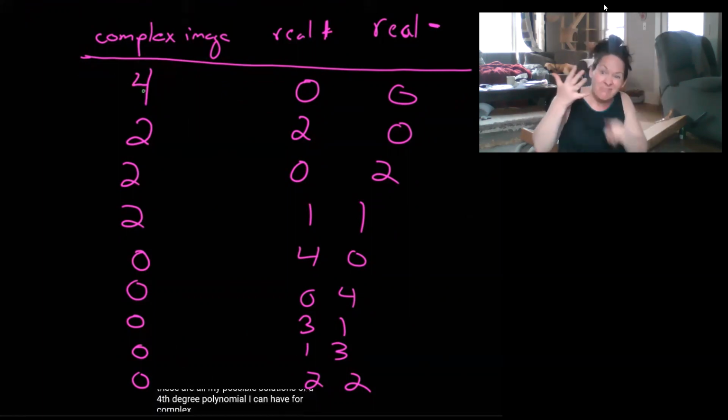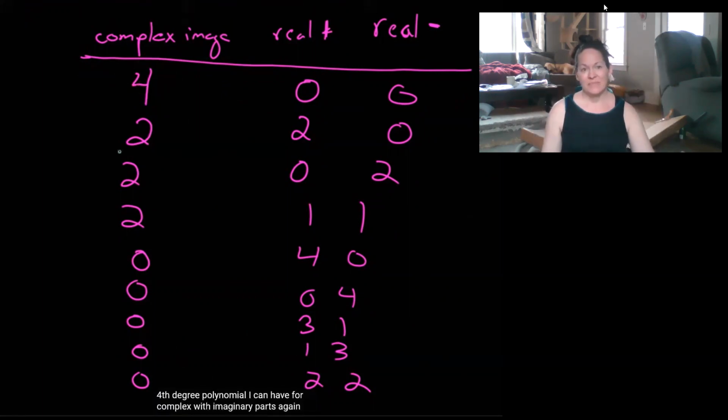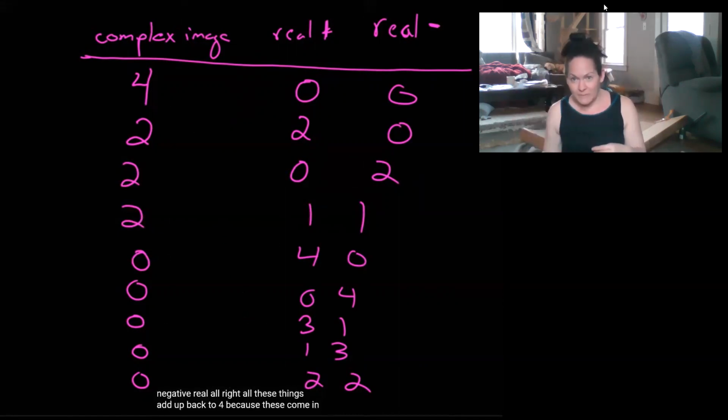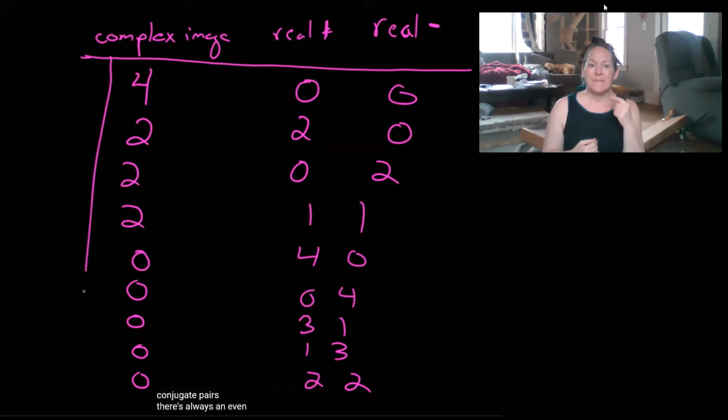I can have 4 complex with imaginary parts. I can have 2 complex with imaginary parts and 2 real. I can have 2 complex with imaginary parts and 2 negative real. I can have 2 complex imaginary, 1 positive real, 1 negative real. Right? All these things add up back to 4. Because these come in conjugate pairs, there's always an even number.